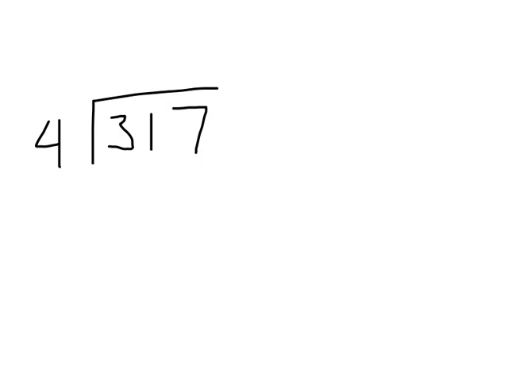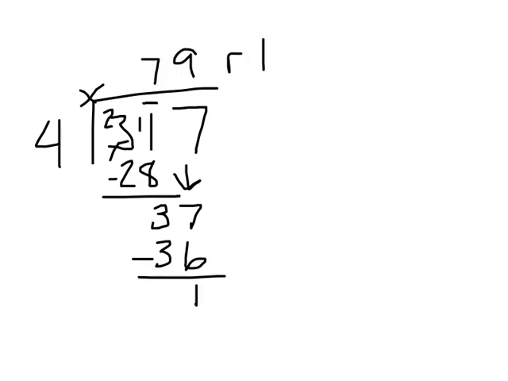Now you try one. What is 317 divided by 4? When I divide 317 divided by 4, I start dividing in the tens place. I can see that 4 goes into 31 7 times. 7 times 4 is 28, and when I subtract, I have 3 left over. I bring down my 7. 4 goes into 37 9 times. 9 times 4 is 36, and that leaves 1 remaining. The answer is 79, remainder 1.